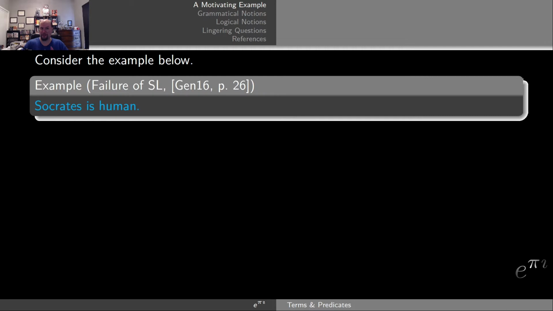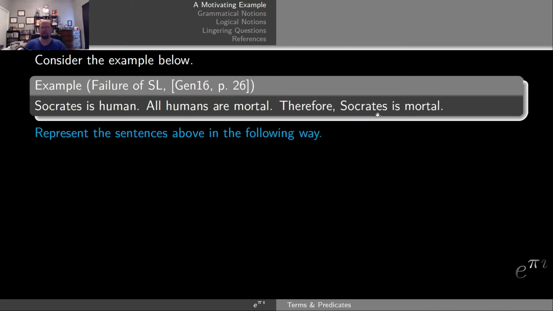This is actually a classical example, but I referenced the Gensler book here for this particular example. The first premise is Socrates is human. The second premise is all humans are mortal. And the conclusion is, therefore, Socrates is mortal. So, let's represent the sentences above and see how this falls out.